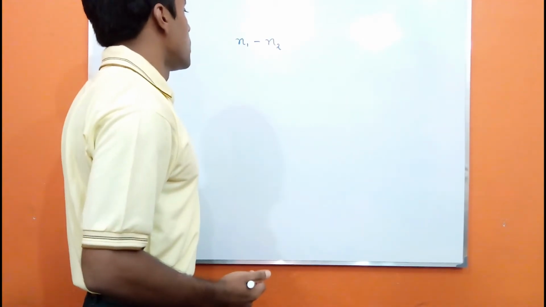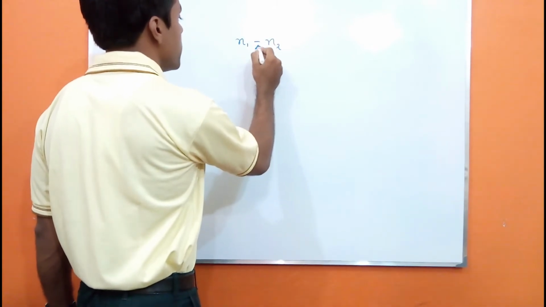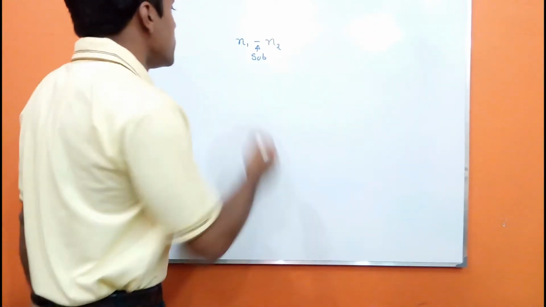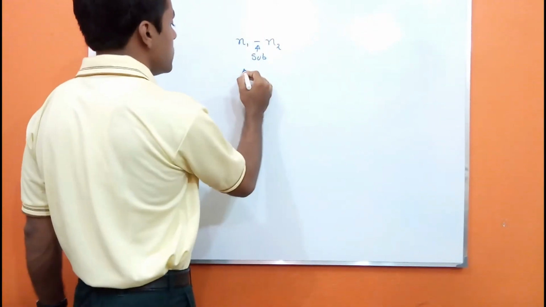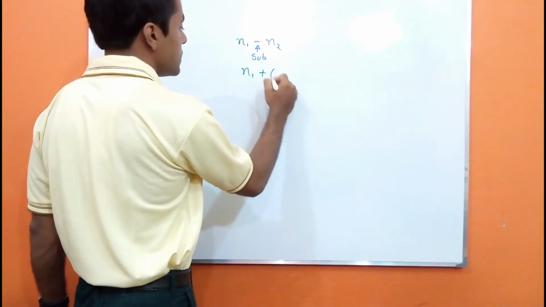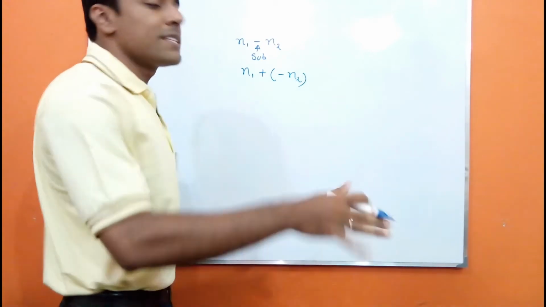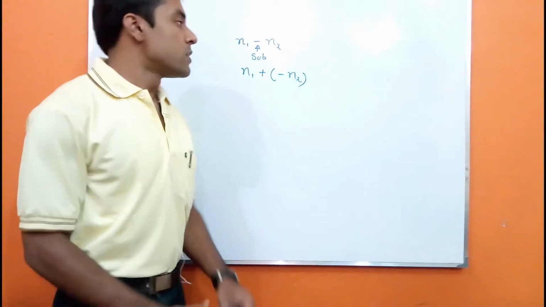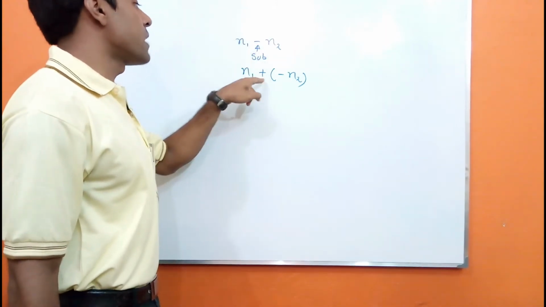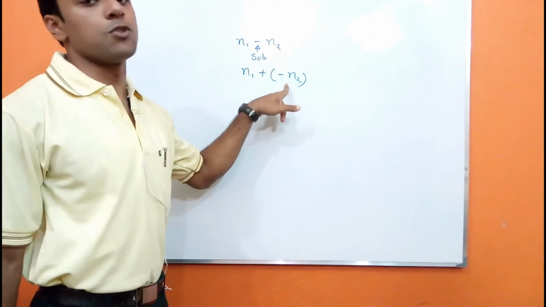So what does it mean? This symbol indicates subtraction. This operation can be done in a different way also. Suppose I add the negative of n2, then we will get the same result. What I have done is, in place of the minus sign I have put a plus sign, and in place of n2 I have written minus n2.